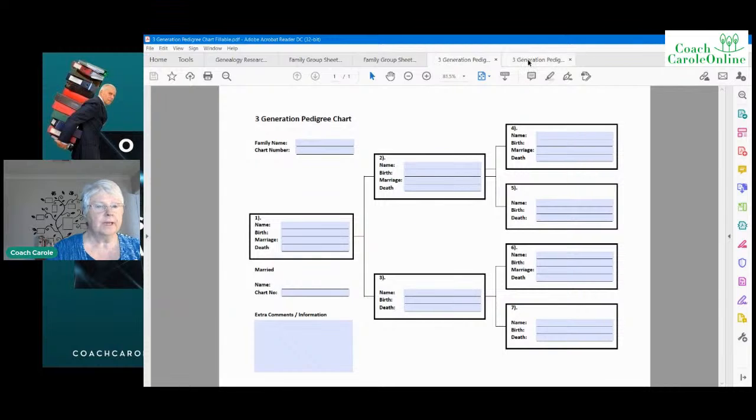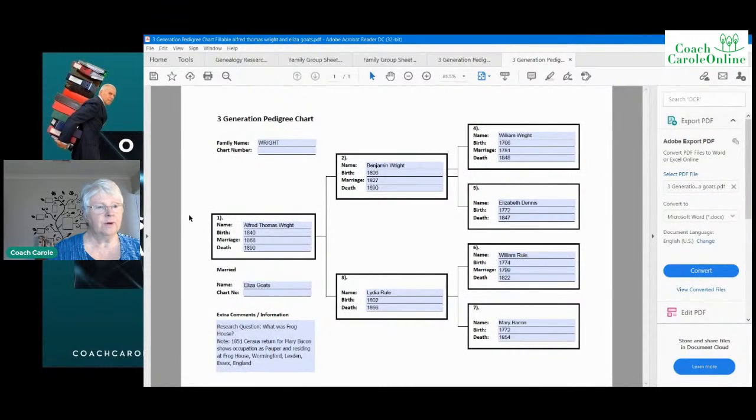So I've got an example here of my 3-generation pedigree chart for the Wright family, and showing my great-grandfather Alfred Thomas Wright married to Eliza Goetz, and his parents were Benjamin and Lydia, and Lydia's parents were William and Mary. I've been able to put in individual pieces of information, just the birth years, just one way to see at a glance what generation we're dealing with.